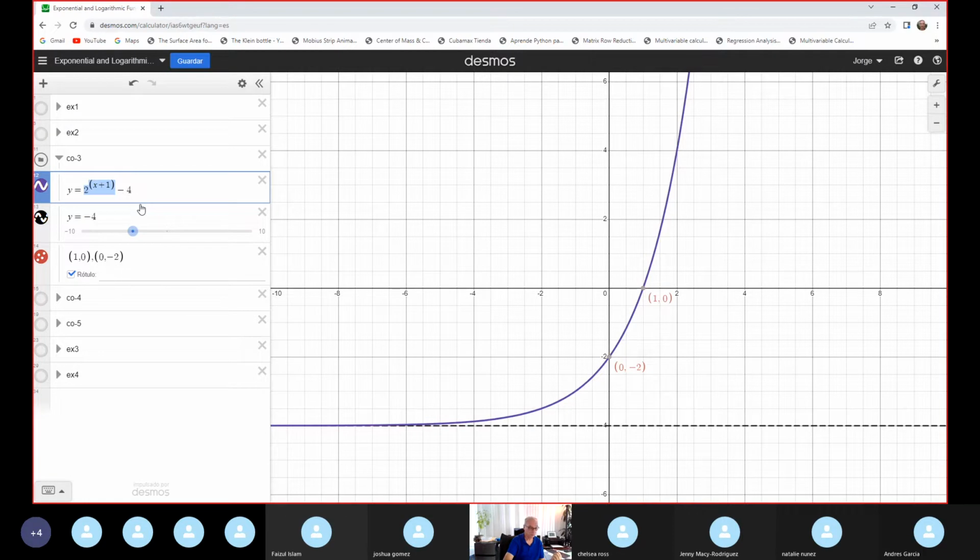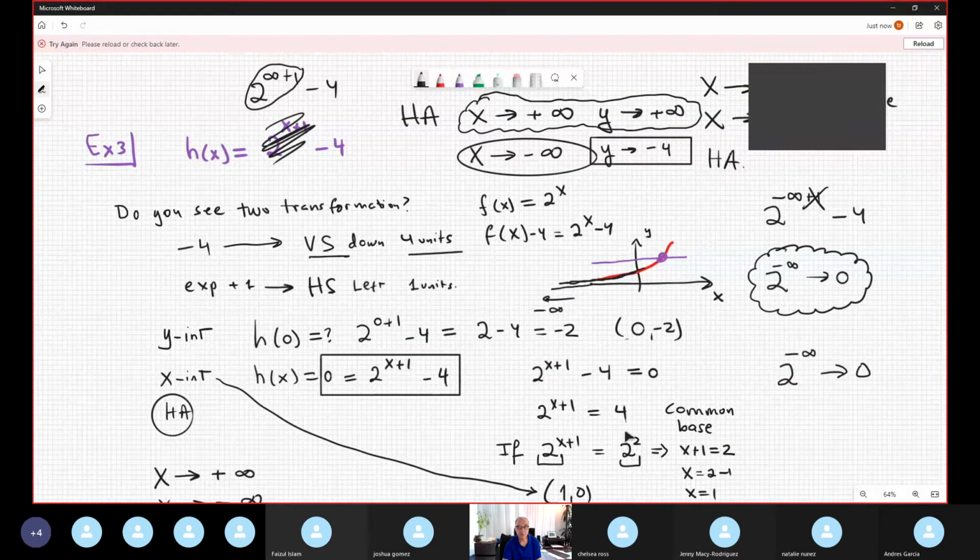Cool? Do you understand this example 3 very well? Yes. Okay, let me try another example. Example 4. Do you see the whiteboard? Yes.